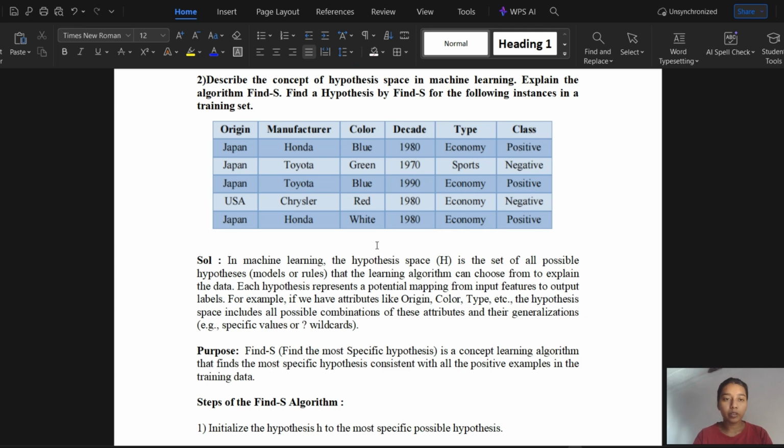Now we are going to discuss the solution of the second question. The second question is: describe the concept of hypothesis space in machine learning. Explain the Find-S algorithm. Find a hypothesis by Find-S for the following instances in a training set. The instances of the training set are given in a tabular form.